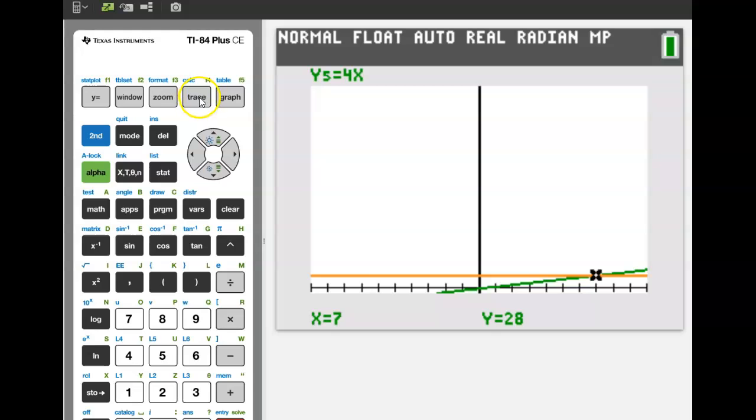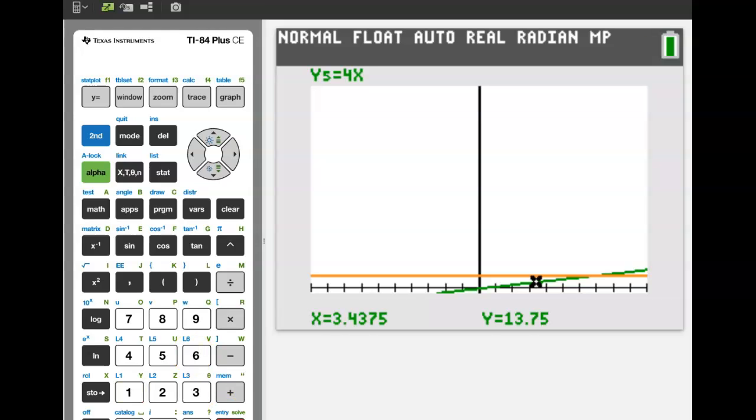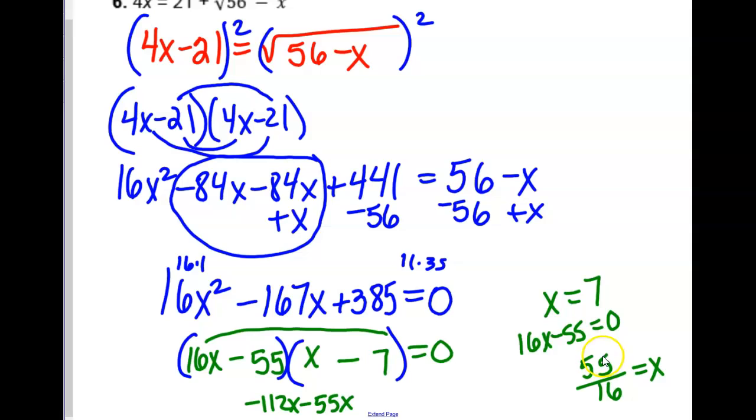What was the other one we had? Trace to 55 over 16. And it does not work, yes? It's not on the same spot. Okay, so it only had one solution. This one did not work. You don't always get to throw away the ugly ones.